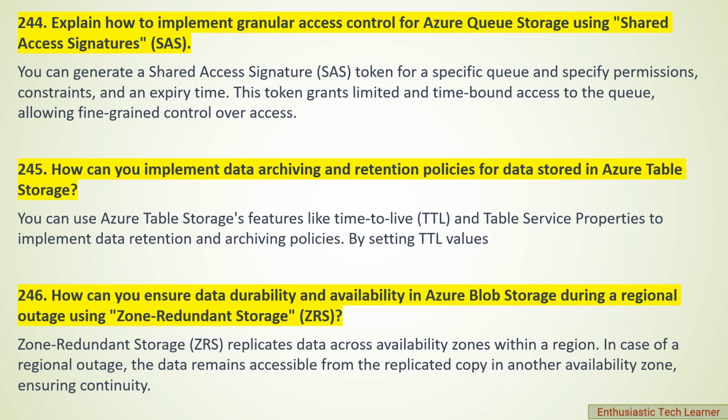By setting TTL values, you can control data retention. How can you ensure data durability and availability in Azure Blob Storage during a regional outage using Zone Redundant Storage (ZRS)? Zone Redundant Storage (ZRS) replicates data across availability zones within a region. In case of a regional outage, the data remains accessible from the replicated copy in another availability zone, ensuring continuity.